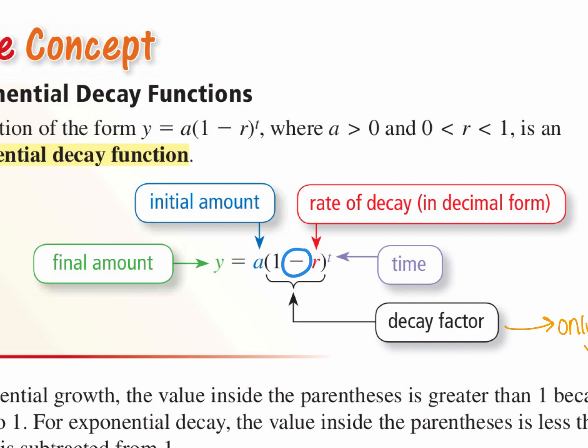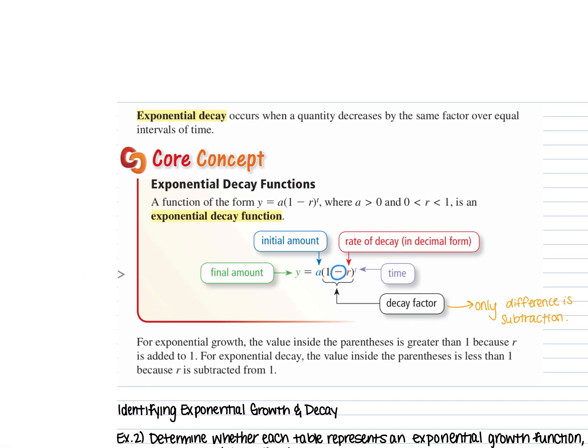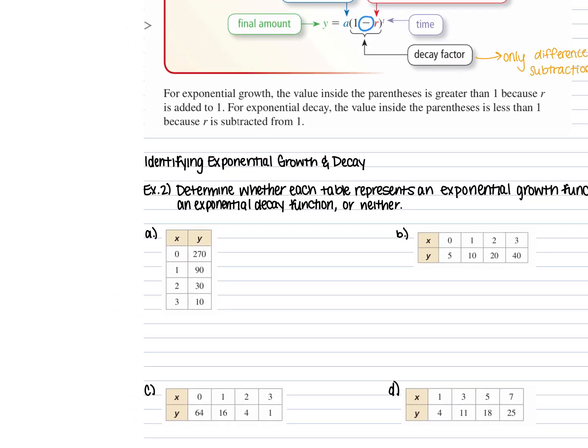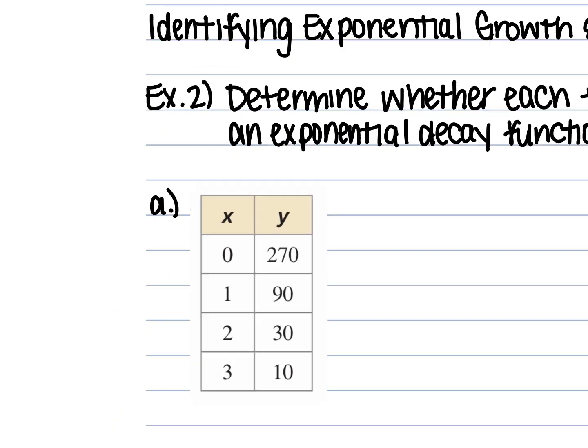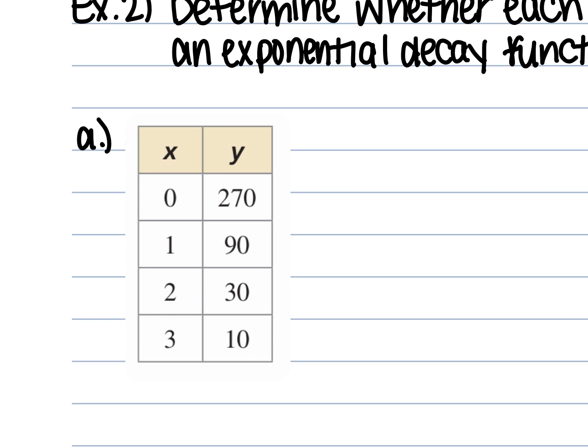All right, so the next thing that we're going to look at is what it looks like in a table, okay? So check out example A. We have to determine, okay, what are my X values doing? They're going up, right? By how much? 1 each time. What are the Y values doing, though? They're going down by how much? They're being divided by 3.